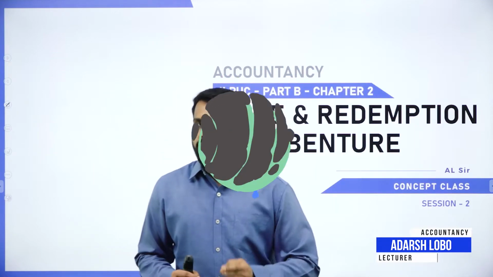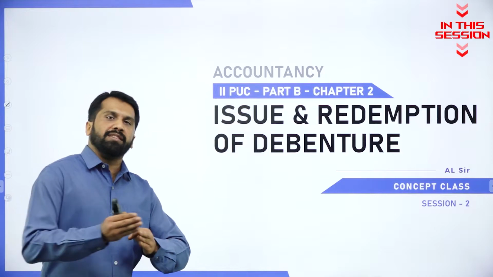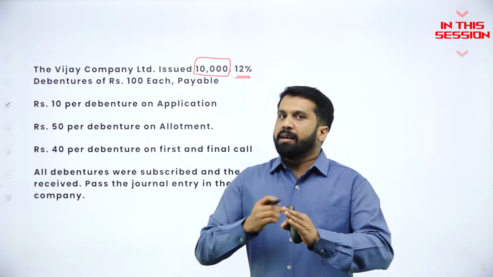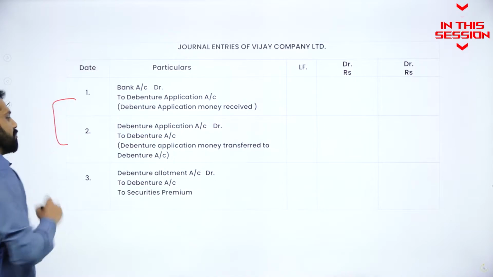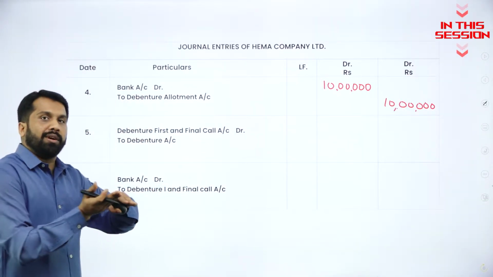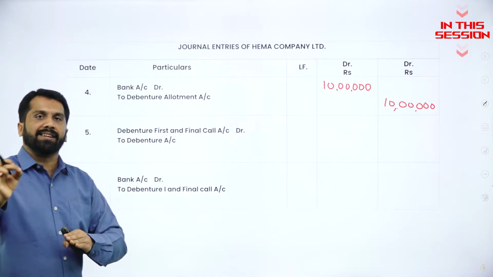In today's session, we discuss 6 marks problem with your previous year question paper. What is this 12% debenture means? For example, many people are in the public. These two journal entries we call it as application. How much is your application? So this is all about up to allotment. Allotment is done. What is the next step? First and final call.